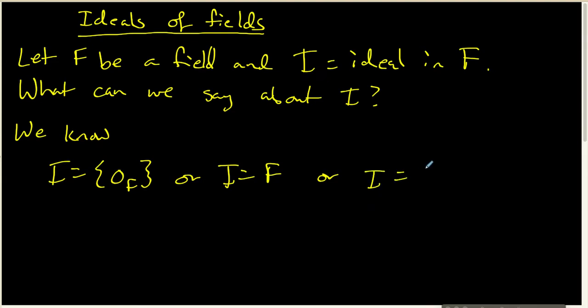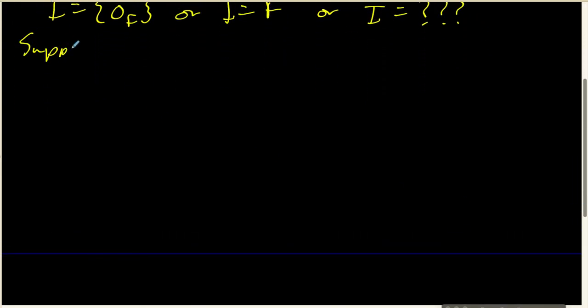or the question is, I could possibly be something else, and the question is whether or not there's something else that I could be. Now, if I happens to be just the set containing the zero element, it's kind of a boring ideal. So what I want to do is assume that I is not that particular ideal and see what I can say. So we're going to look at this situation. Suppose that our ideal is not the trivial ideal containing just the zero element.